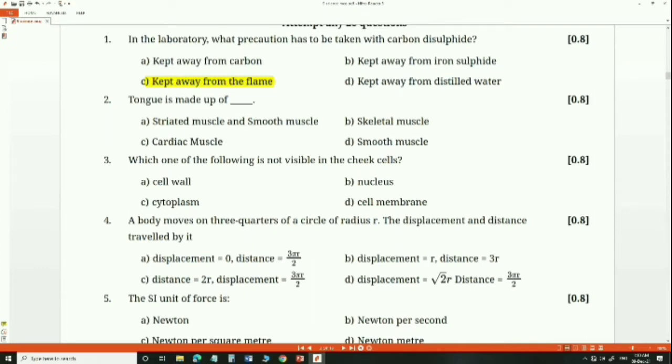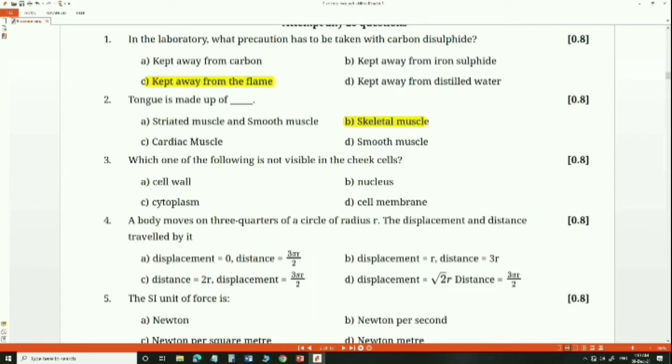Because the tongue is under voluntary control via the somatic nervous system. Therefore it is made up of skeletal muscle. Skeletal muscle is found in other places as well, not just attached to the bones. Skeletal muscle is the right answer.